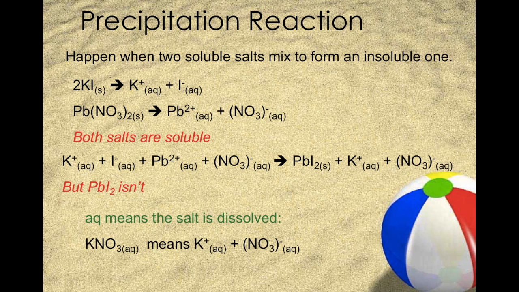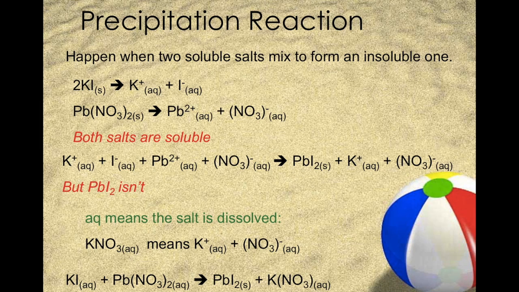All right, so again, aqueous means the salt is dissolved. So when we look at this, if we see KNO3 aqueous, or potassium nitrate (aq), what it means is K+ aqueous and NO3- aqueous. Now, we could also write the equation, so the solubilization or the precipitation reaction, like this. So we could write KI aqueous, and that means K+ and I-, and Pb(NO3)2 aqueous, so that would mean Pb2+ and NO3-, and then lead iodide solid, and then KNO3 aqueous.